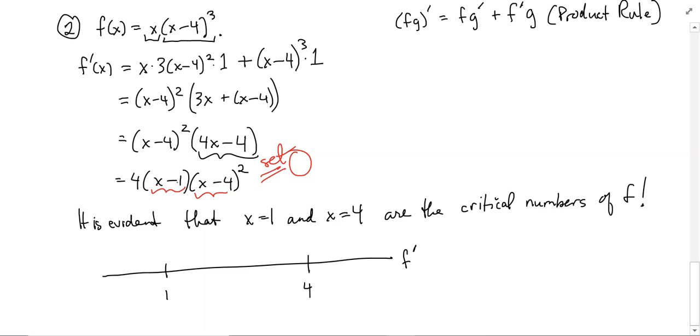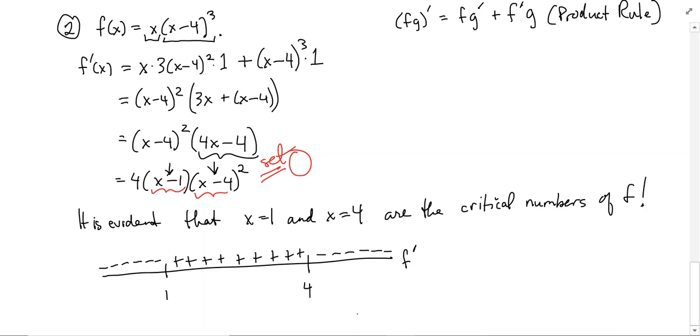x minus 1 is negative, x minus 4 is negative, but x minus 4 squared is positive. So I have 4, which is always positive, times a negative times a positive when I square it. By the way, x minus 4 squared is always positive, so x minus 1 is determining the whole gig. So over here we are negative, if we're less than 1. If we are between 1 and 4, say for example 2, I plug in 2, I get a positive result, positive sign of f prime, and then over here likewise we get negative.